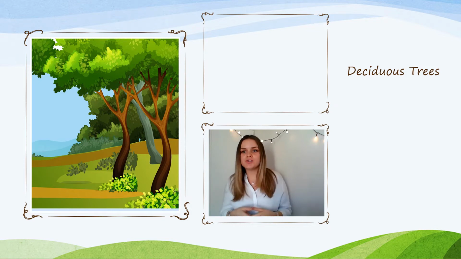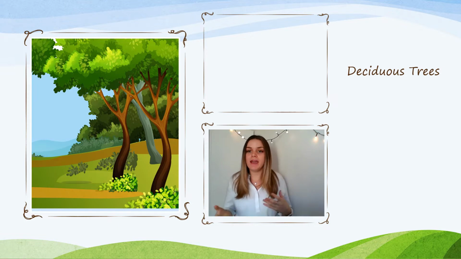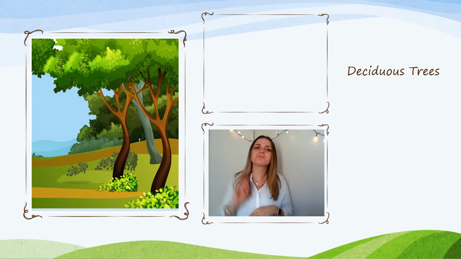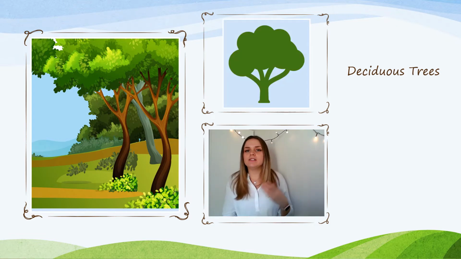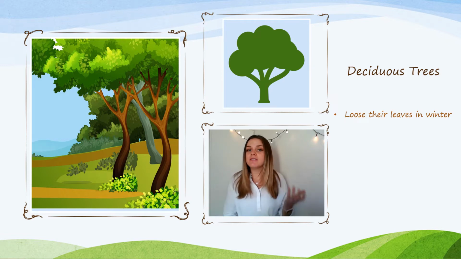Now, deciduous trees are usually located in deciduous forests, which are usually in parts of Europe and North America, typically where they have temperate climates and where seasons have quite a lot of changes throughout the year. Now, a deciduous tree will look something like this, and we can characterize them by certain characteristics, such as they lose their leaves in the winter.